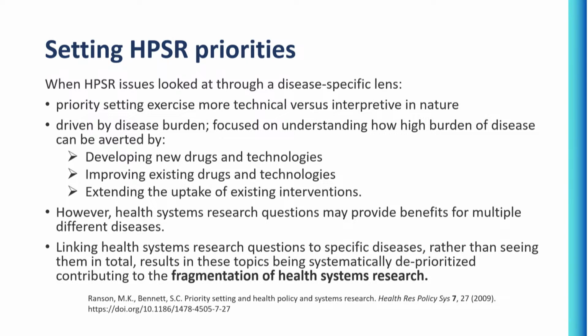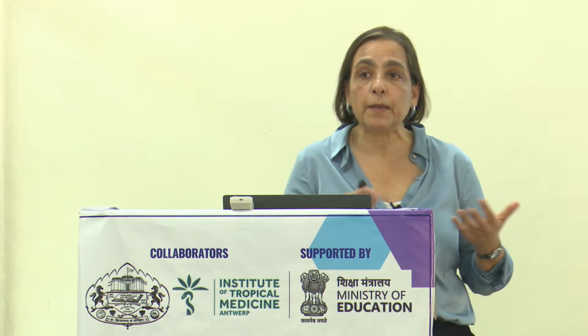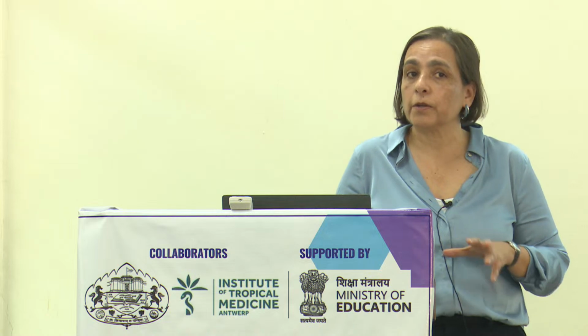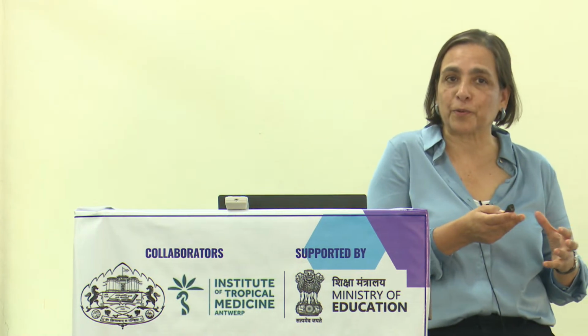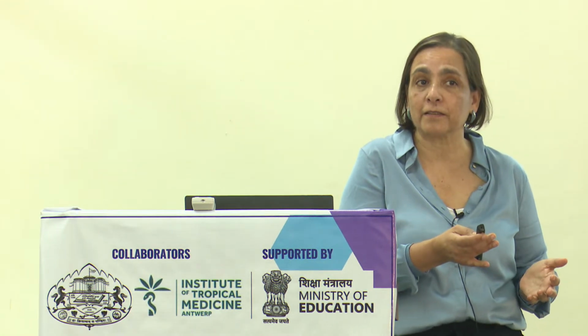So thinking about health policy and systems research priorities, it is a difficult field to situate within the general health research priority setting. Because when you're thinking about health research priorities, you're often thinking specifically about things like disease burden, right? How severe is it? What is the impact on the economy? What is the impact on people's livelihoods? Whereas health systems and policy research priorities are more about what is functioning or not functioning in the system.